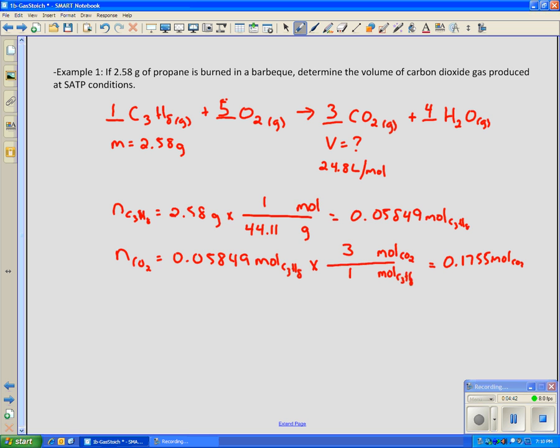Last step, we want to calculate what's asked for in the question, which was a volume. So volume of CO2, we start with the moles, 0.1755. And because we want volume, that means we want to multiply by liters over moles. We're at SATP conditions, so that means we can use the molar volume of 24.8 liters for every 1 mole. So your answer comes out to 4.35 liters.